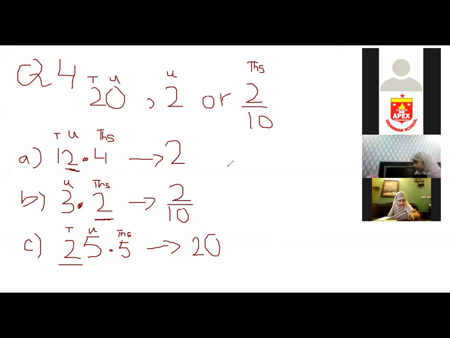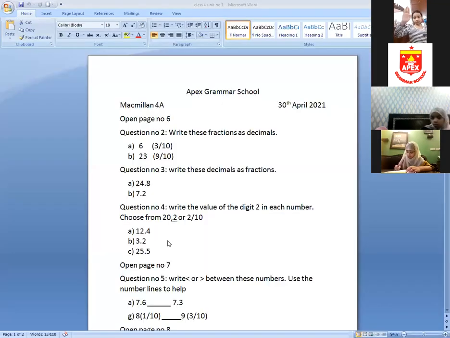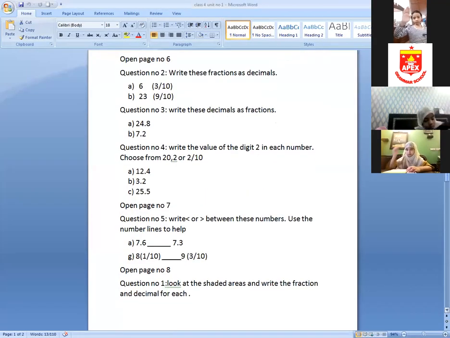Very good. Now I'm going to move on to the next page. Open page number 7 in your notes. Question number 5. They are saying write less or greater between these numbers using the number lines to help.